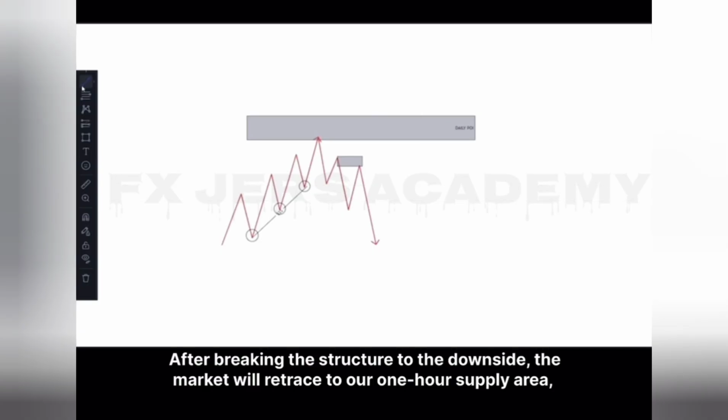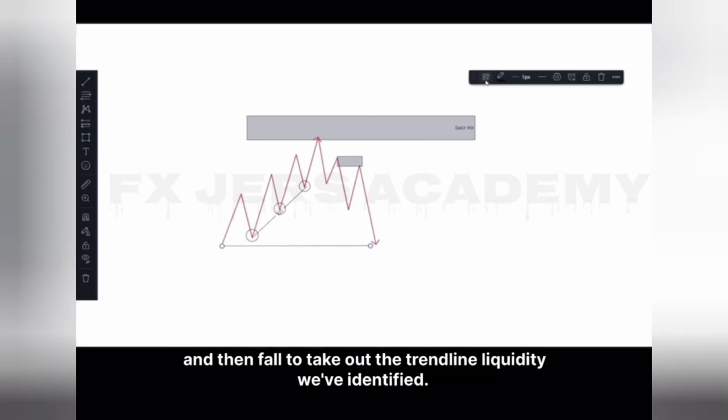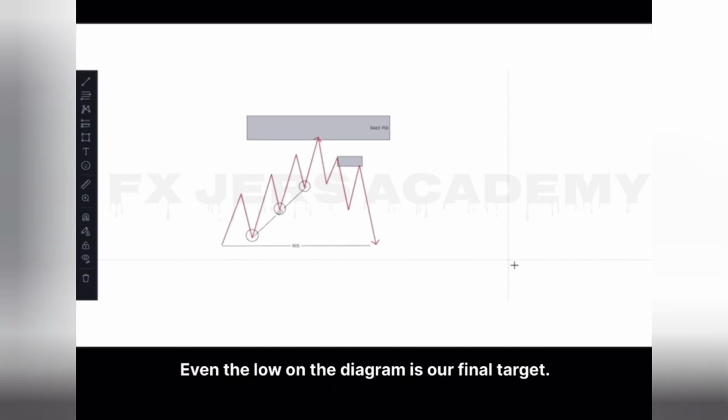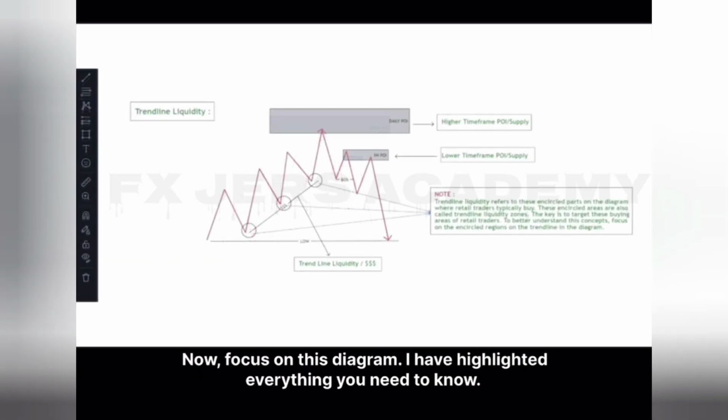After breaking the structure to the downside, the market will retrace to our 1-hour supply area and then fall to take out the trendline liquidity we've identified. Our goal is to target all the liquidity down to the low of our zone. Even the low on the diagram is our final target. Now focus on this diagram.